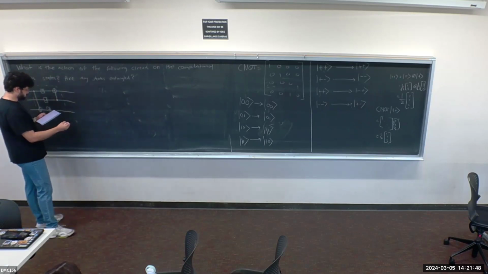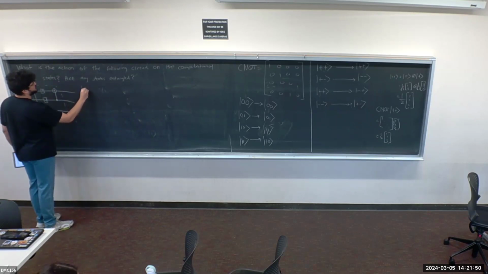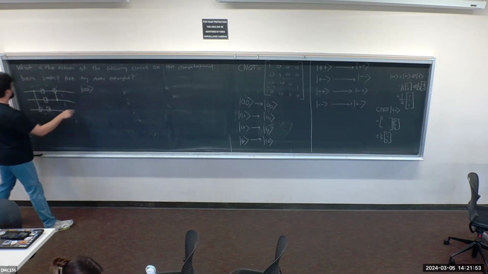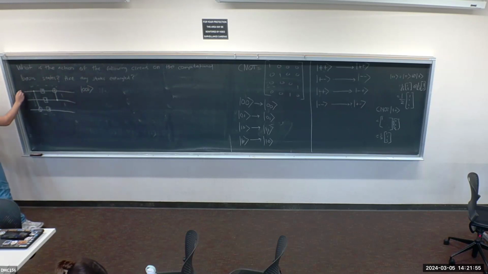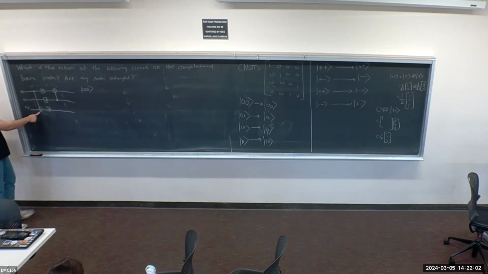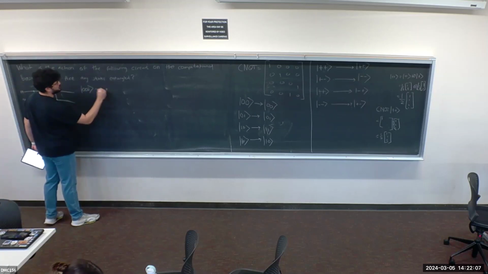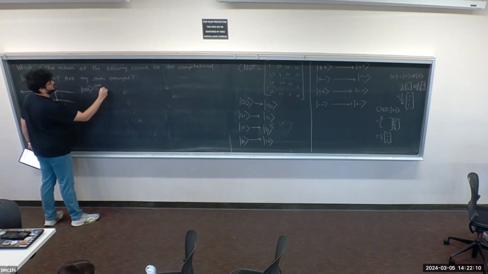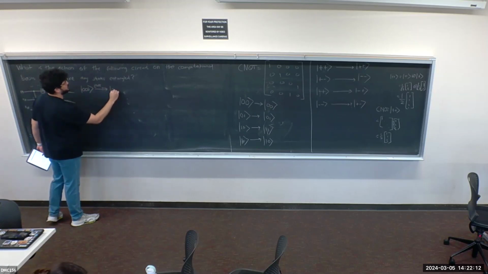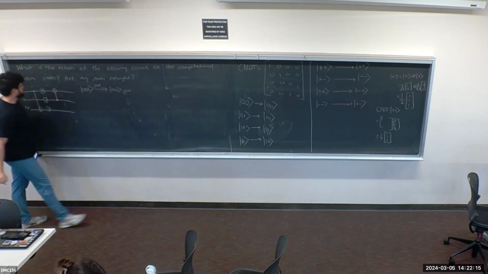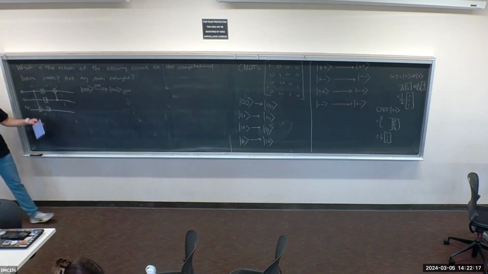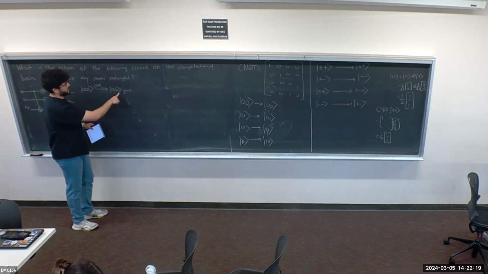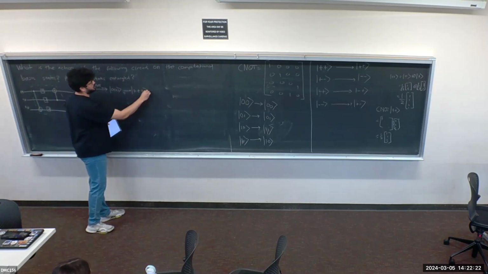So let's see what happens to the first computational basis state, 0, 0, 0. This C naught will not have any effect since the control qubit is 0. So after the first C naught, C naught 1, 3, the state will still be 0, 0, 0. Then the Hadamard will act on all qubits, which will make these states plus, plus, plus.